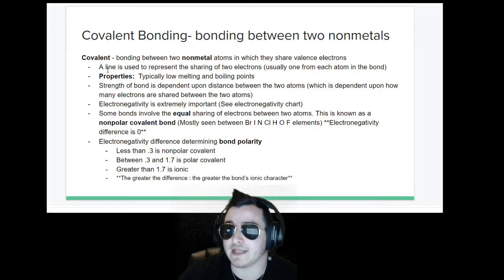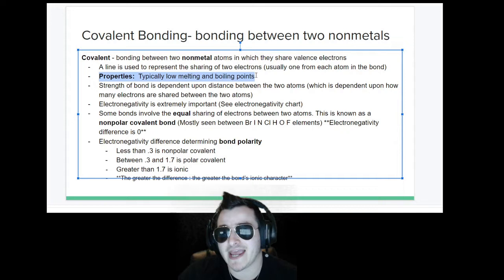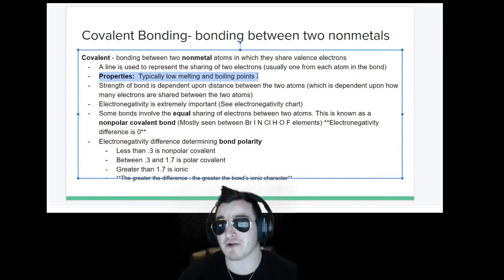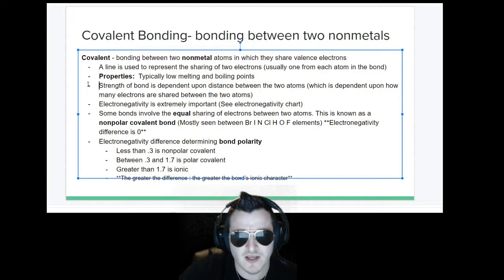of a partnership. So whereas ionic compounds had very high melting and boiling points, covalent compounds typically have low melting and boiling points. And the reason for that is because they're simply sharing electrons, not full-on investing their electrons and transferring them. The strength of their bond is dependent upon distance between the two atoms.